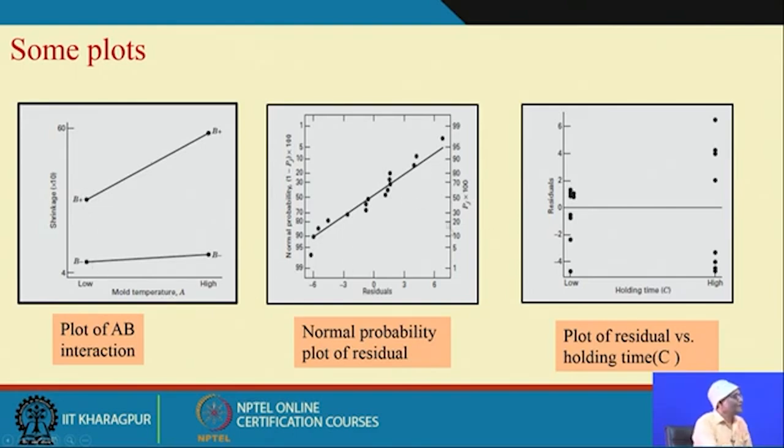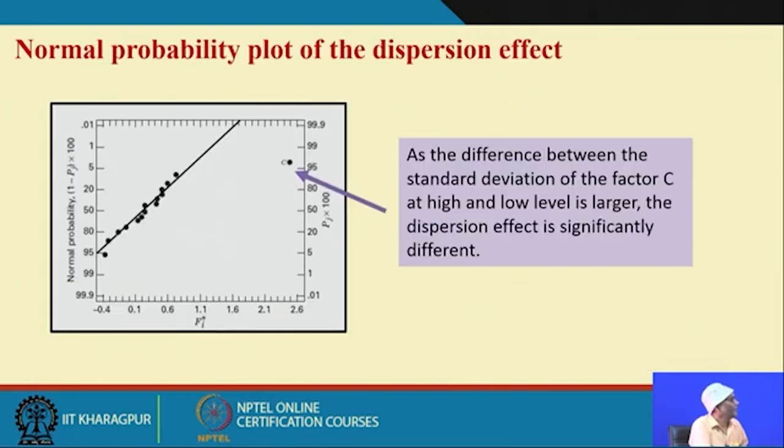Okay. What does the second figure say? The second figure talks about the normality assumption: if the residuals are normal, then they will follow this straight line, and this is the procedure we have discussed much earlier, and you know how to compute and draw the probability plot. So, here it is almost normal, and the third figure says that the dispersion effect when C is at low and the dispersion effect when C is at high are different. And that is what is seen from the probability plot of the dispersion effects F i.